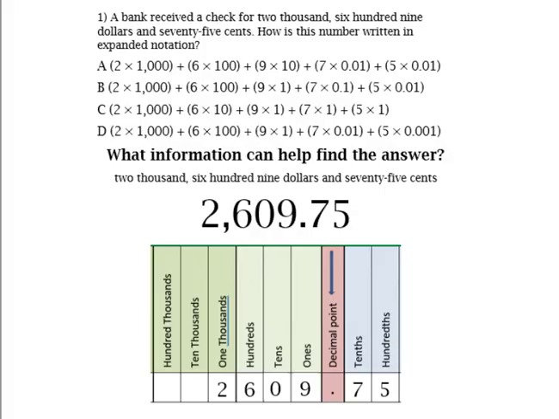What information can help us find the answer? Okay, so we need to get a place value chart so that we can put our numbers in the correct columns. We said that $2,609.75, we took it from the word notation to the number notation. Okay, we have where the 2 is in the thousands place, $609.75. And in looking at our place value chart, we see where each number should go.